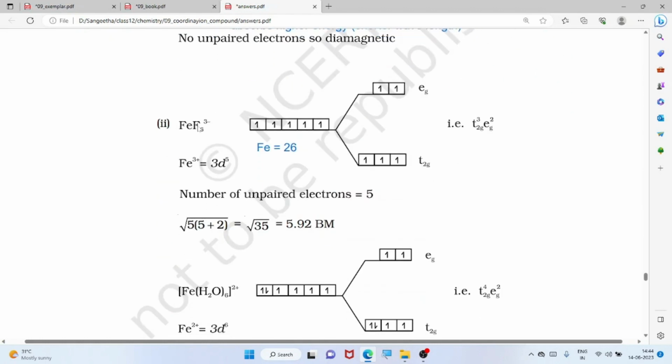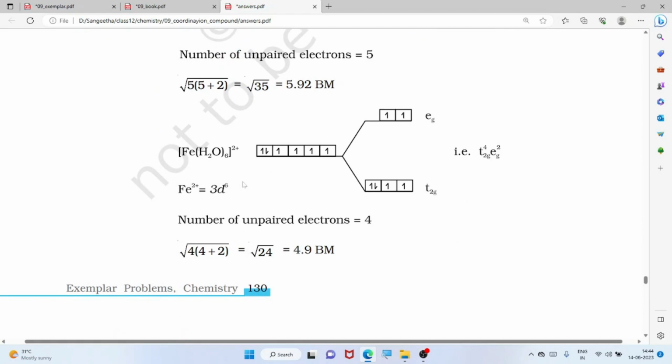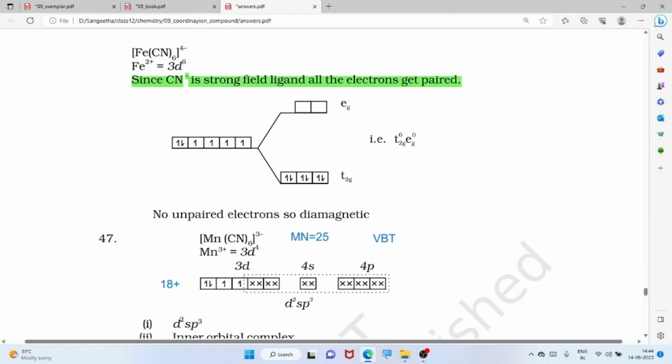Again this is a weak ligand, it doesn't allow pairing, so you have more unpaired electrons. Okay, same, you can see this. CN is a strong field ligand, so the electrons get paired.